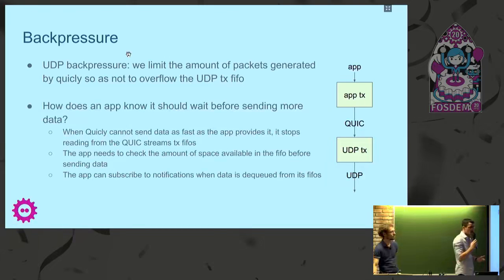Another question is also when the applications can know that Quickly has sent more packets and they are not able to send more data. There is a host tag feature to actually trigger notifications to an application when space becomes available in one of its FIFOs. So that works pretty well.